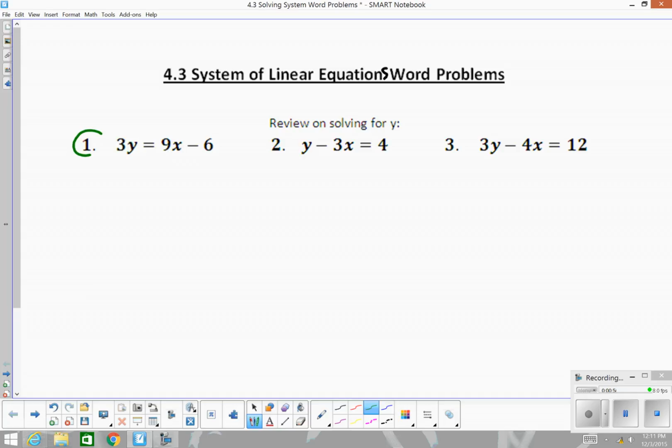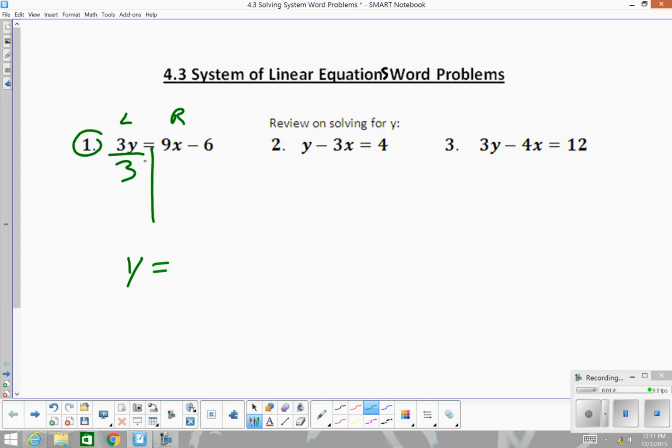So number one says 3y equals 9x minus 6. Okay, so I want to get y. In the end, I want to get something y equals. Now, the only thing that's on the same side as y is that 3. So on that left side, I have a 3. I want to get it over to the right side. So how am I going to do that? What's that 3 doing to the y? It's multiplying. So to undo that, you're going to divide by 3.